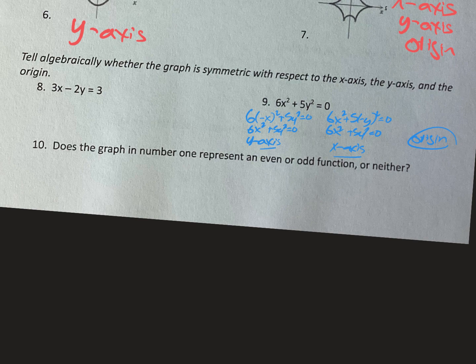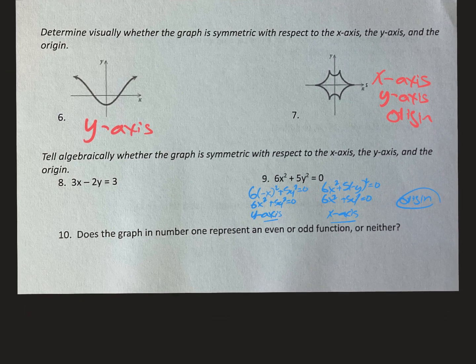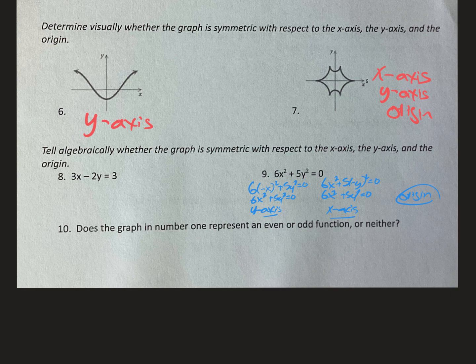Does the graph of number 1 represent an even or odd function? I forgot what number 1. I think it means number 6. Yeah, it means number 6. There was no graph of number 1. Let's go with number 6 there. Number 6, because it's symmetric with the y-axis, that means it's even. Remember, just like a parabola, x squared. You know how that goes. So even.